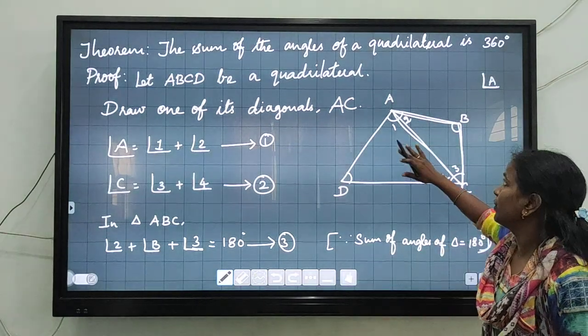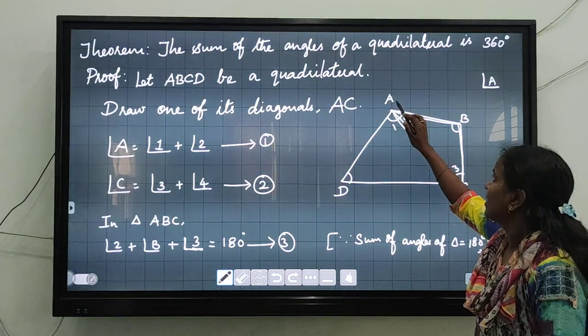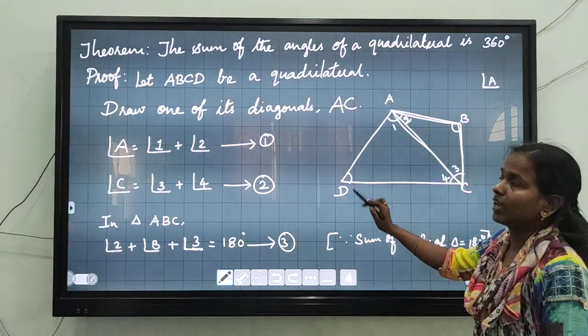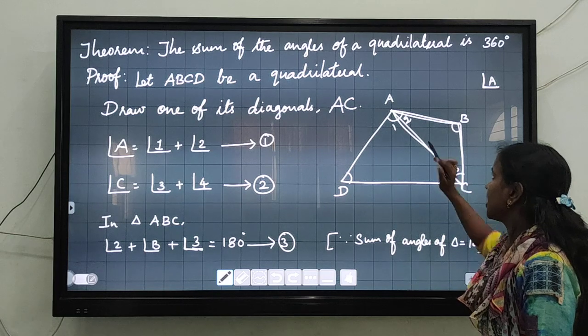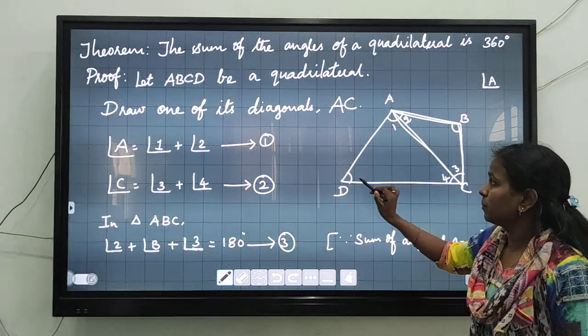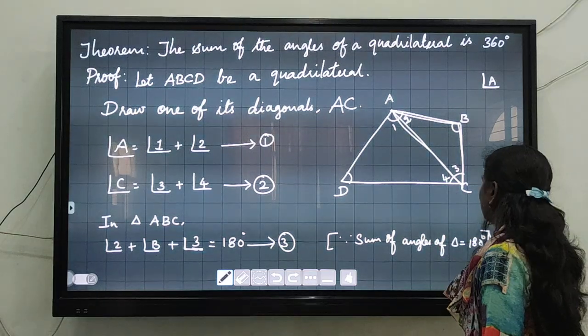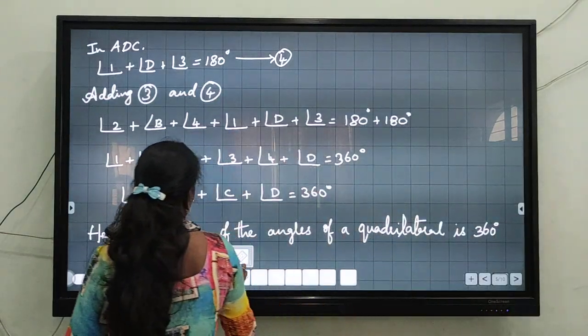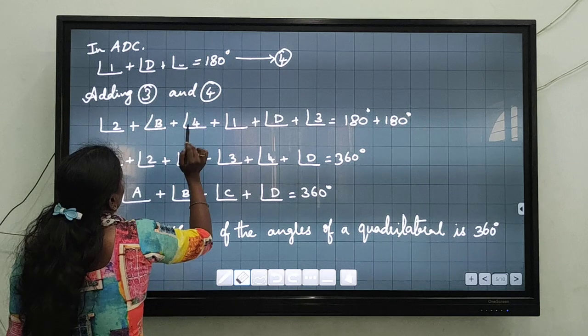In the next step, I am going to take this triangle. What is this triangle? ACD. Okay, otherwise I can take ABC. This triangle, what are the angles? Angle 1 plus angle D plus angle 4.